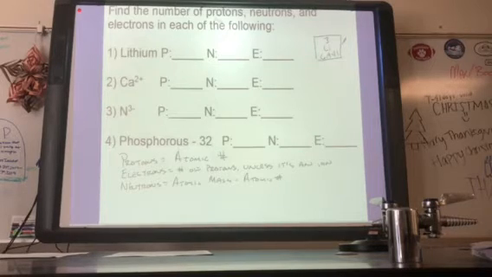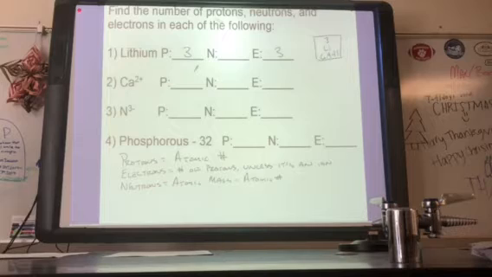The top number 3 is the atomic number of lithium, and recall that the atomic number is equal to the number of protons. So there are 3 protons in lithium. Since lithium isn't an ion, and we know it's not an ion because it does not carry a charge, there are 3 electrons as well. Remember that protons are equal to the number of electrons.